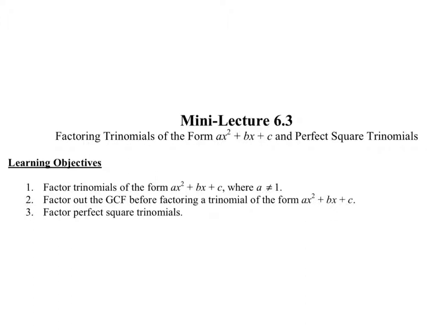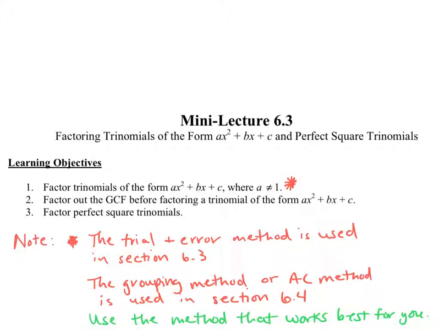In section 6.4, the very next set of videos, we will be using the grouping method or the AC method. Now, you can choose whichever method you're most comfortable with in terms of factoring trinomials of the form ax squared plus bx plus c. Again, we're using that trial and error method in section 6.3, and then later in section 6.4, we're going to be learning the grouping method or the AC method. What it comes down to is you use the method that works best for you. You can practice both, and then you may find that one method is more suited to you than the other.